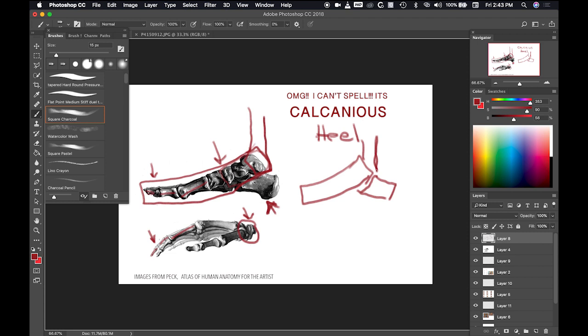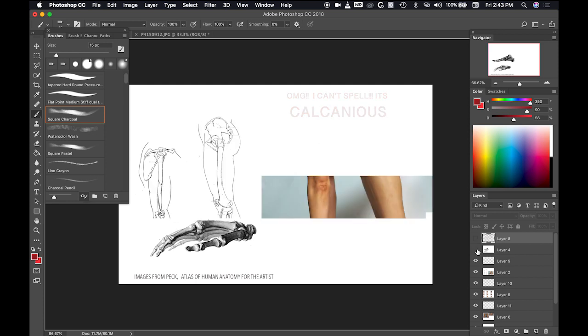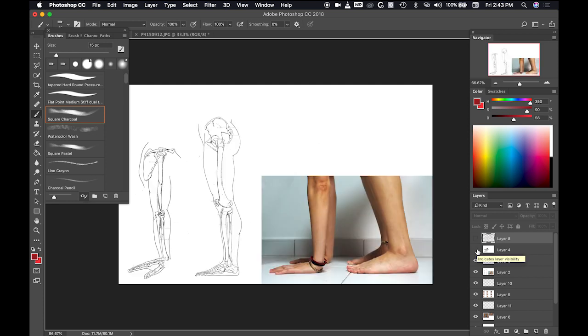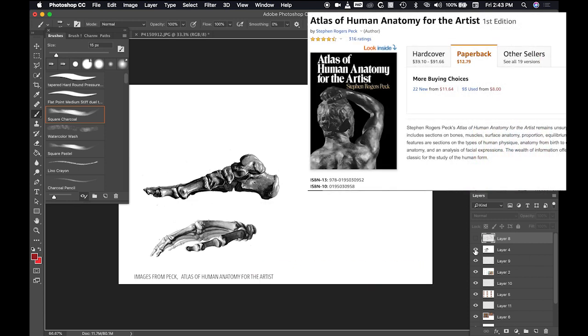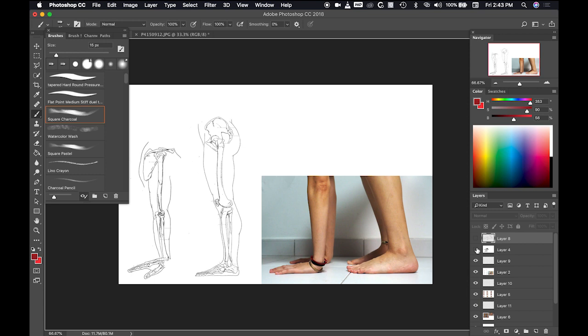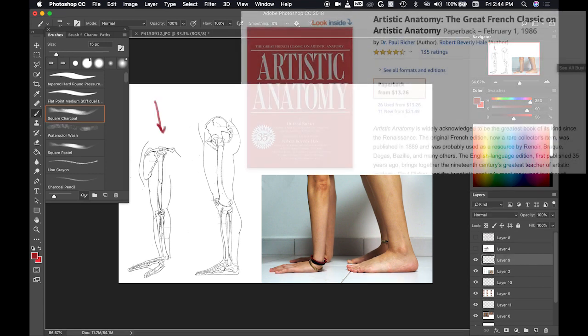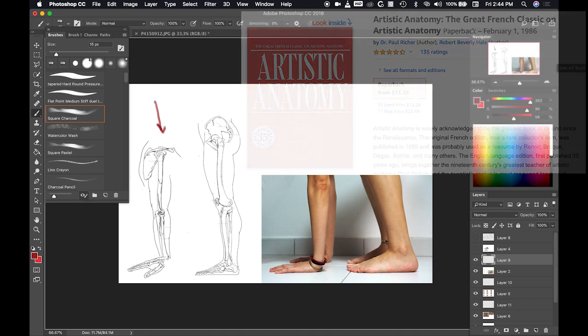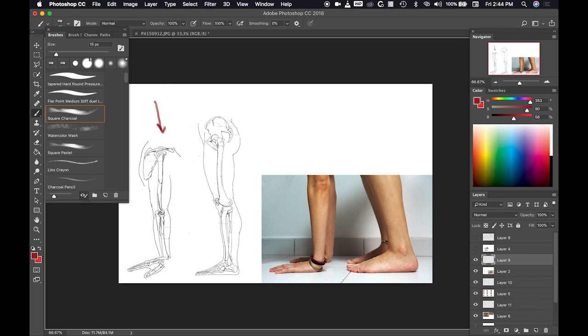If we take a look at a comparison of the hand and the feet together, this past image is from Peck's Atlas of Human Anatomy for the Artist. This image here is from Richer's Anatomy for the Artist book, and it does a good job of showing you how the bones sit inside of the forms of the hand and the feet. You can see that at the wrist, the bone of the arm comes right up to the back of it, whereas for the ankle there's a lot of distance between the contour of the leg and what we think of as the ankle.